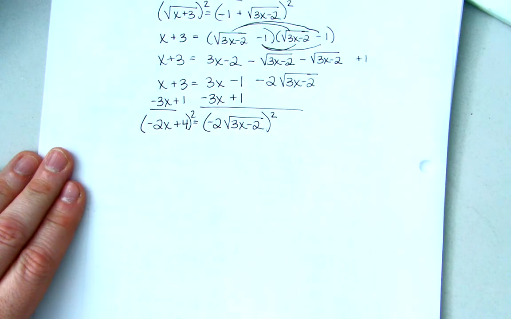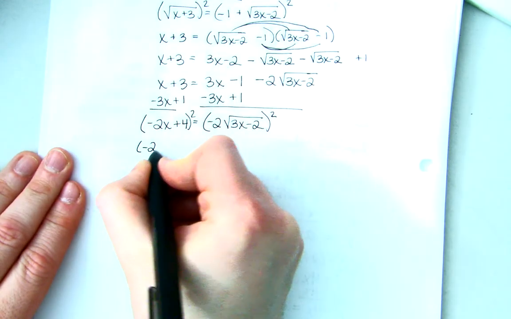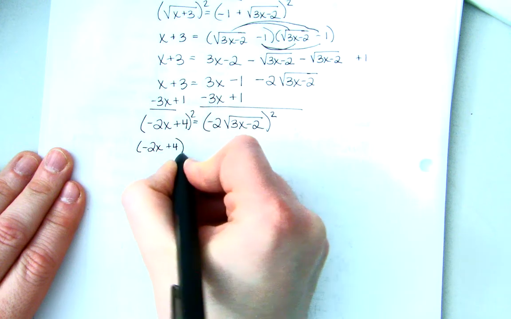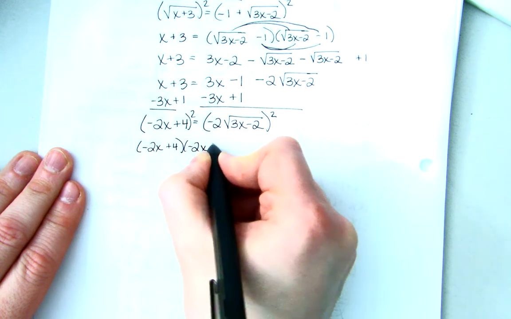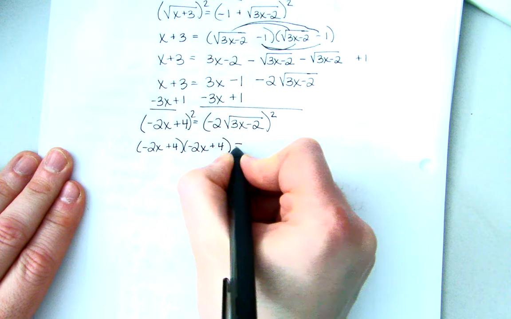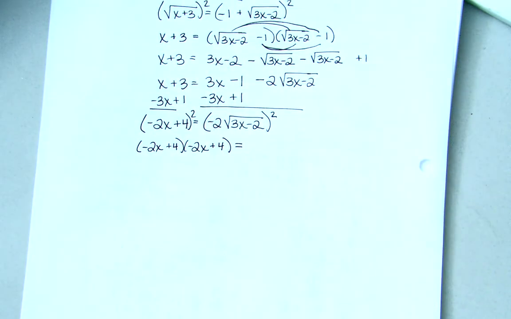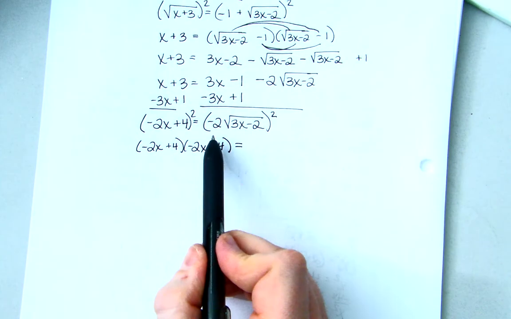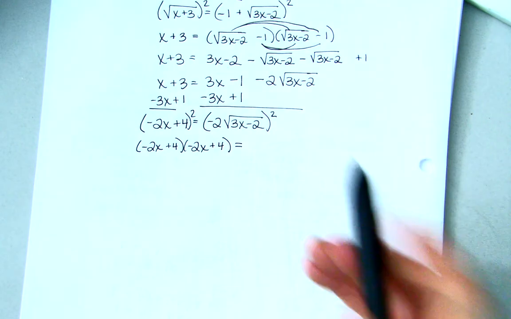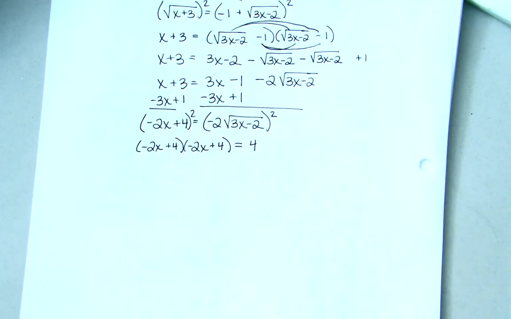On the left, that means write it out twice and FOIL. So negative 2x plus 4 times negative 2x plus 4. The right. Square negative 2. 4. Square that square root. What do you get?